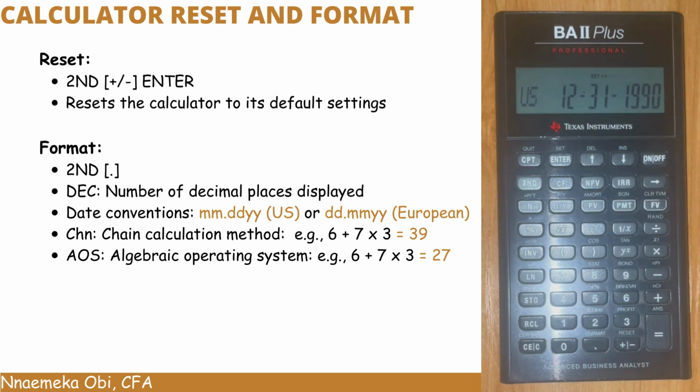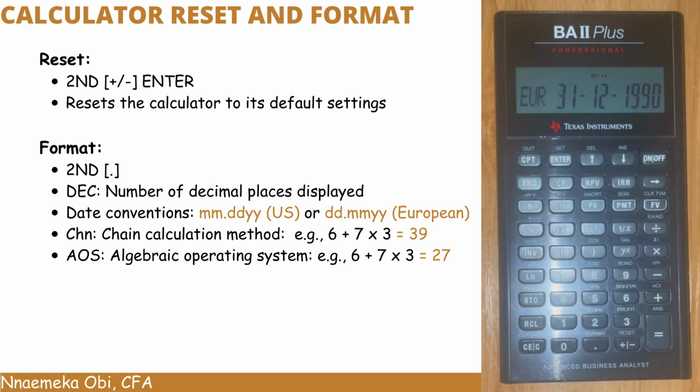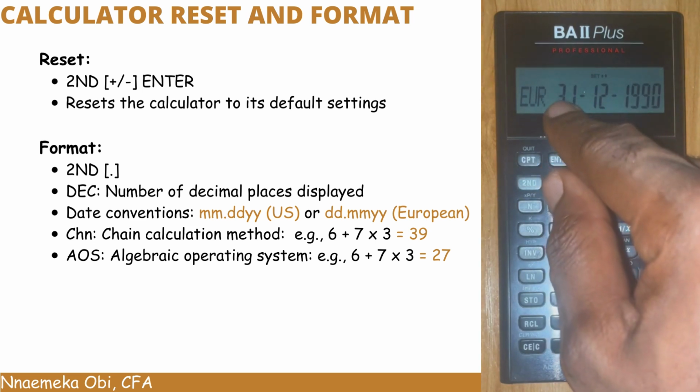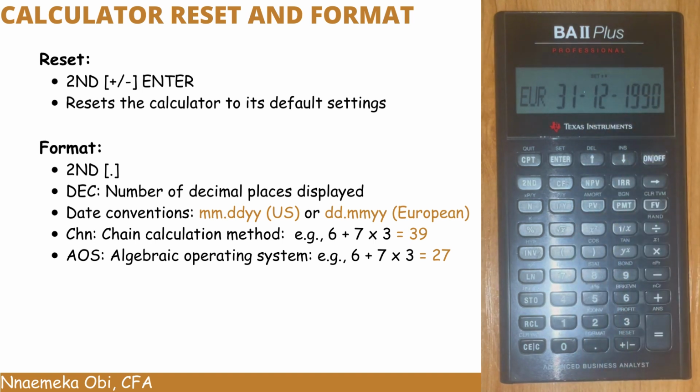So if we want to change from US convention to the European convention, we'll press second function, we'll press enter, okay? So now we have the day displayed first, followed by the month, and finally the year, okay? So you are going to choose the one you prefer. So you either use the US convention or you use the European convention.